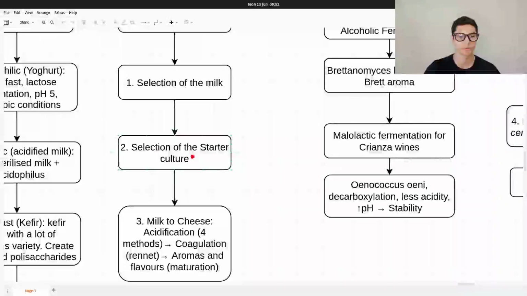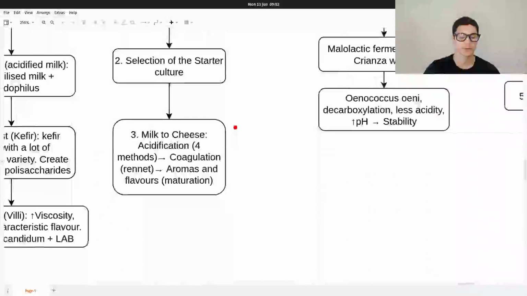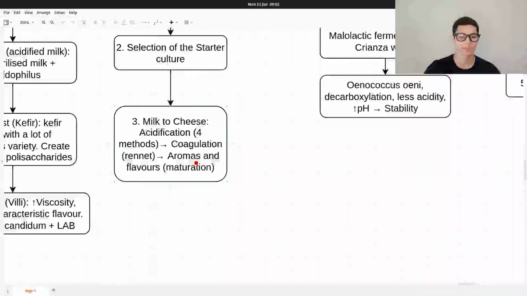Then we have the selection of the starter culture. This is very important. And then milk to cheese. We have the acidification, which can be done by 4 methods. Then the coagulation using the rennet. And then the aromas and flavors. To reach aromas and flavors, we do the maturation of the cheese.